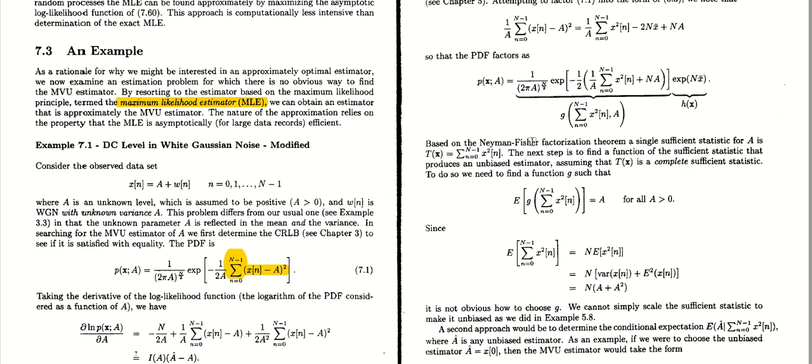Okay, so therefore, a single sufficient statistic for A is T(x) equal to that. Because of what? Because when you see g, you get this as a constant term. Okay. The next step is to find a function of the sufficient statistic that produces an unbiased estimator. Okay. So I think for this session, we can just stop here and we'll continue next session.